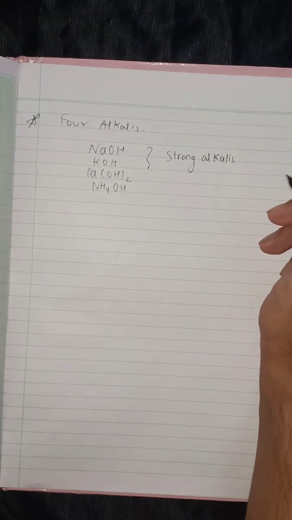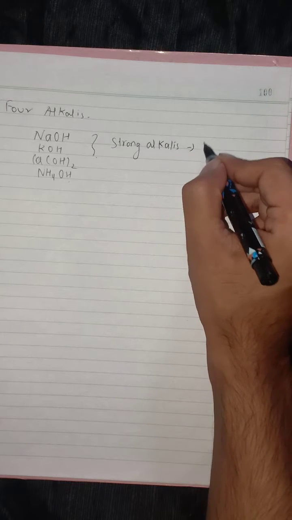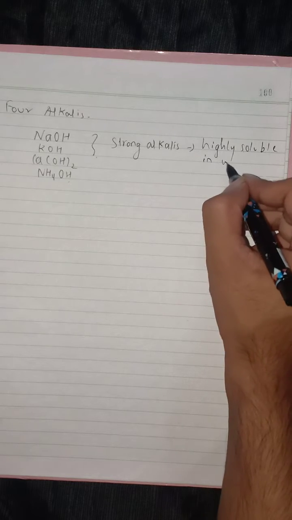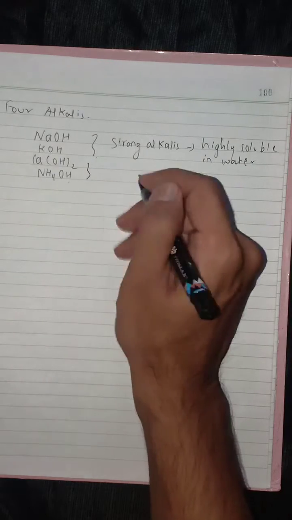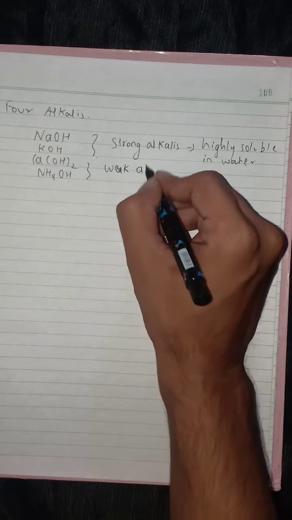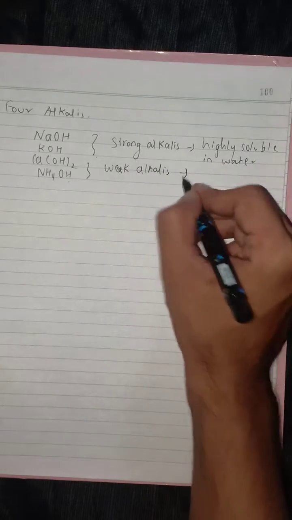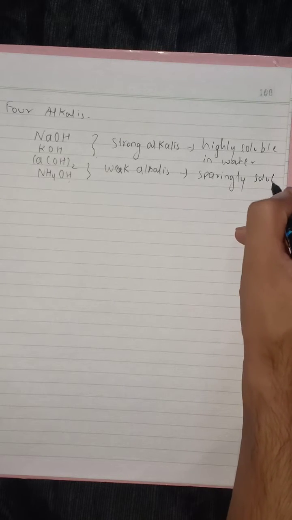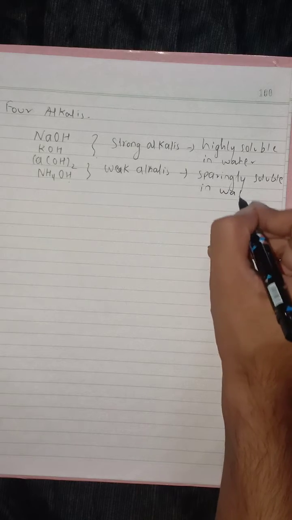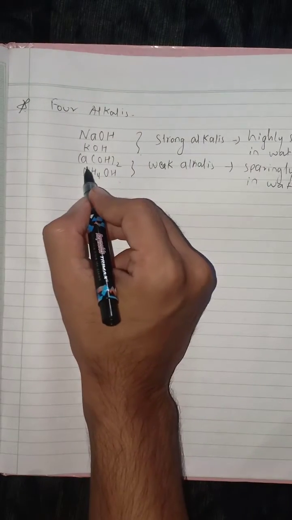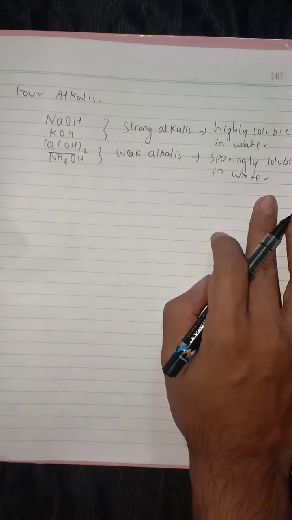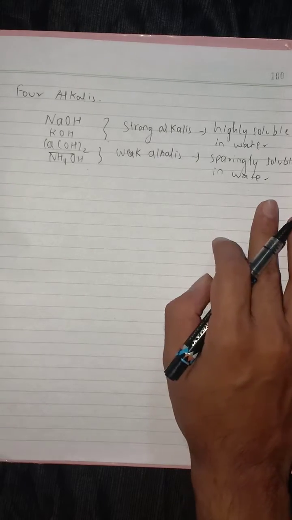Now what do you mean by strong alkalis? Which are highly soluble in water. The other two are weak alkalis. Why are they considered weak alkalis? Because they are sparingly soluble in water. This calcium hydroxide we have already seen in analytical chemistry also. Calcium hydroxide is sparingly soluble in water.